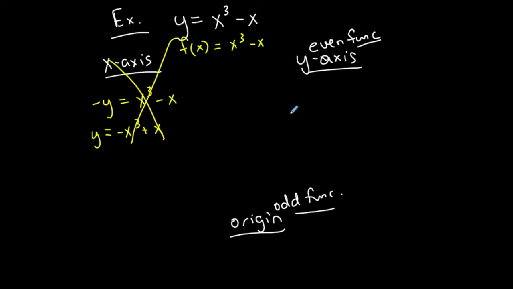Let's see if it's symmetric to the y-axis. I'm going to replace my x with negative x. So everywhere I see an x, I'm going to replace it with negative x. So be careful with your signs here, okay? And let's simplify it. Now, when I have a negative to an odd exponent, it spits back the opposite. So it gives me the negative case. Negative, negative, this becomes a positive. So this does not match this, does it?